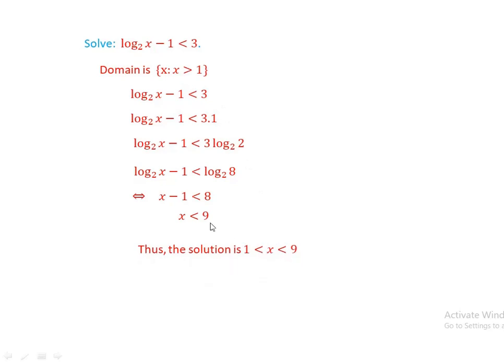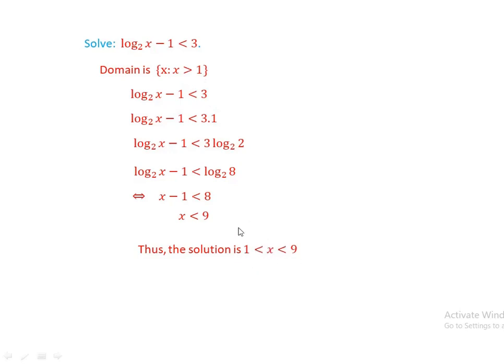Because, for instance, if the solution were only x less than 9, for example, x equal to 0 is less than 9, but if we substitute here, 0 minus 1 is minus 1. This is undefined because the domain of a logarithmic function is the positive real numbers. So again, based on the domain, x should be greater than 1. So our solution becomes 1 less than x less than 9.